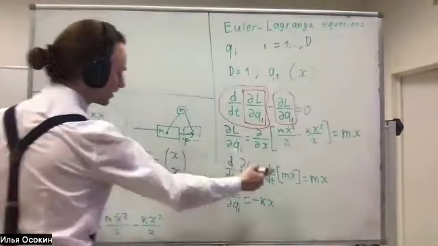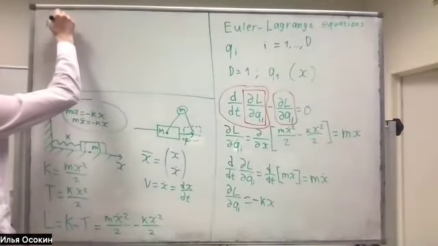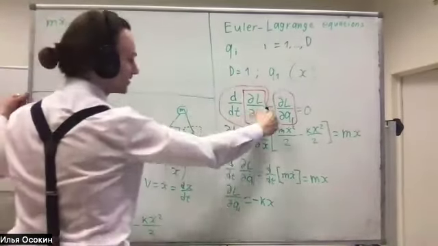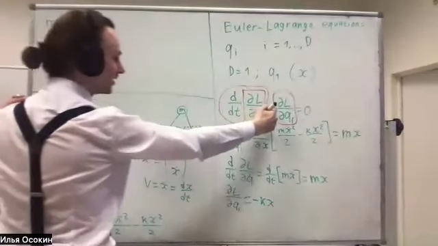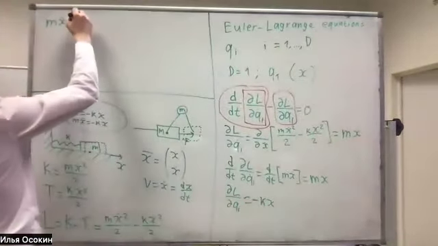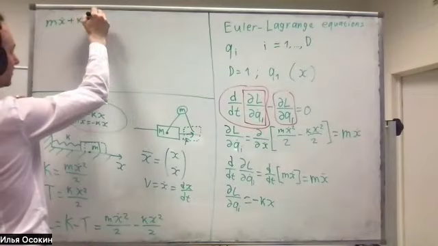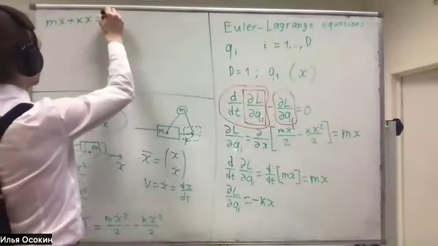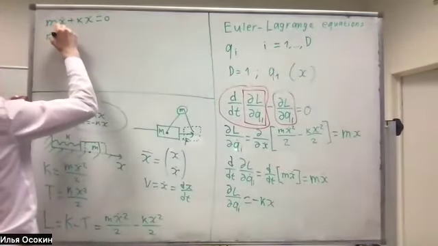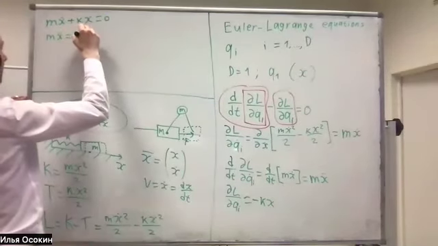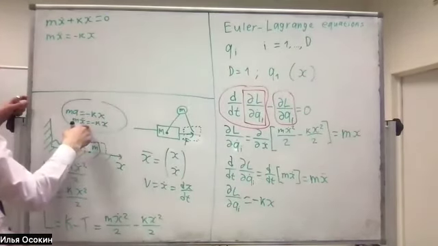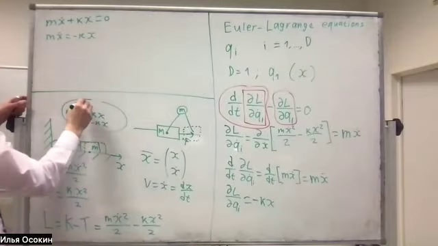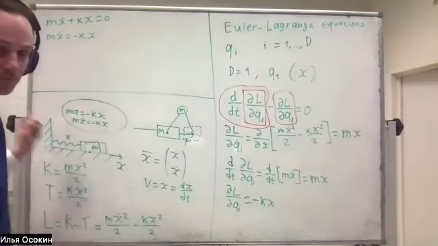So the first part is mx double dot minus the second part, which is minus kx. So it's plus kx, and it's equal to 0, which is equivalent to mx double dot is equal to minus kx, which is exactly what we have guessed over here.